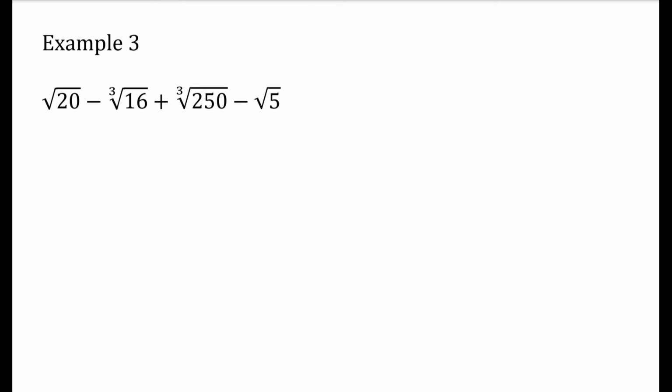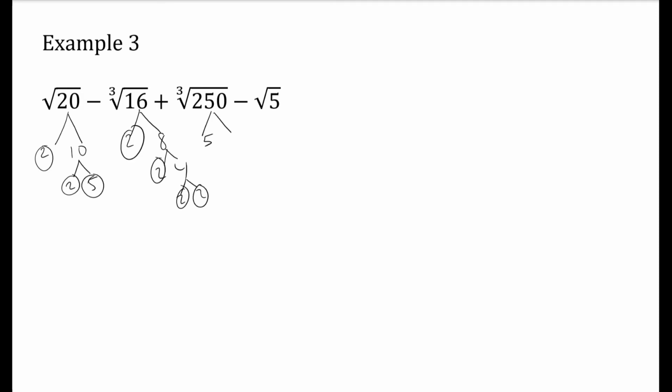Same thing for the first and the last one. They have the same index, but they don't have the same radicand. So what we're going to do is make the radicands the same by splitting this 20, and by splitting the 250 and the 16. Notice that the 5 cannot be split, so we're going to leave that one alone. 20 is 2 times 10, and 10 is 2 times 5. 16 is 2 times 8. 8 is 2 times 4. 4 is 2 times 2. 250 is 5 times 50. 50 is 5 times 10. 10 is 5 times 2.